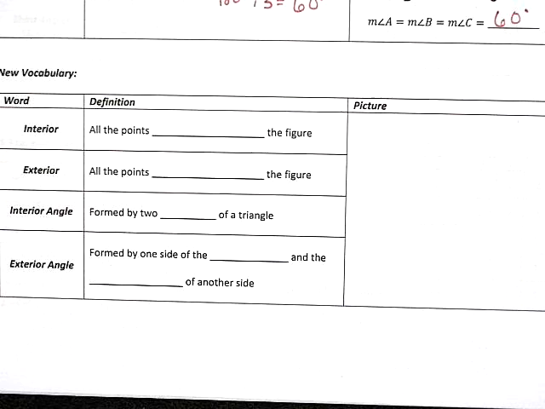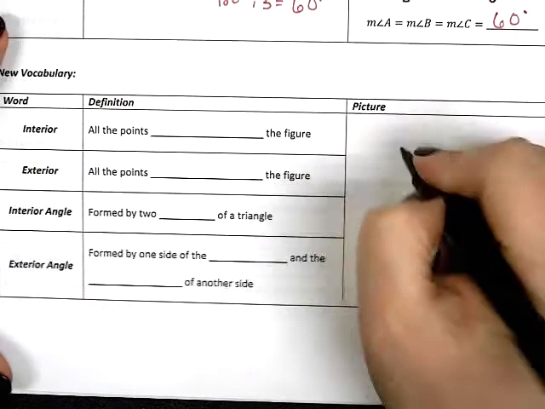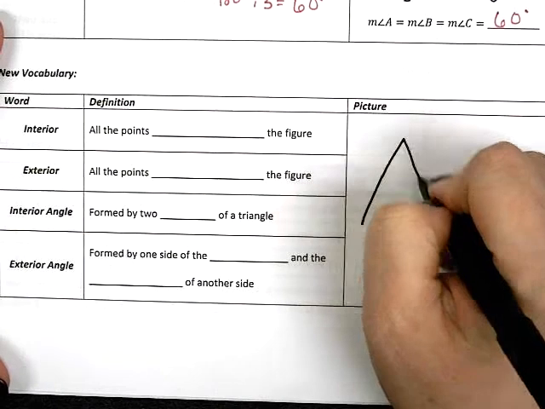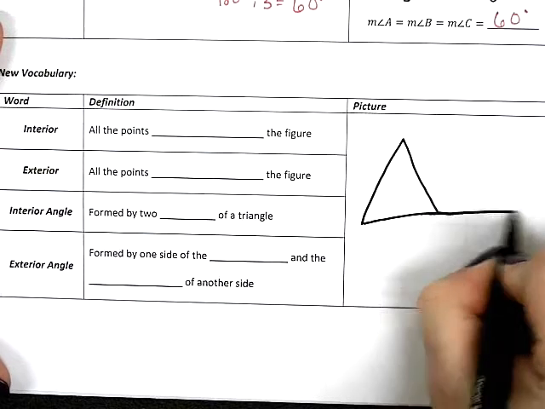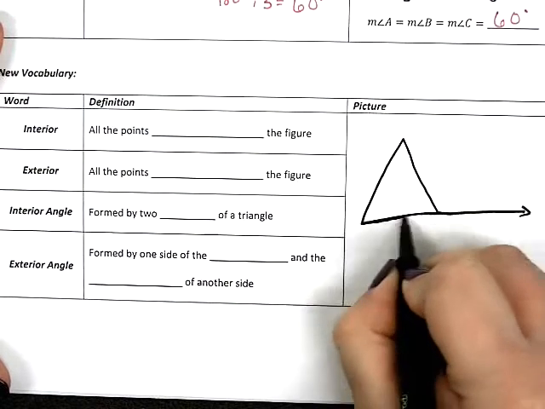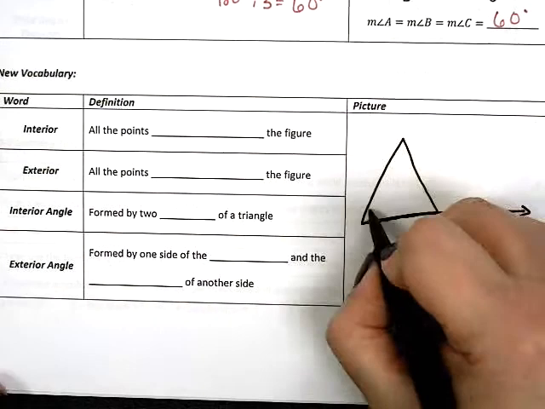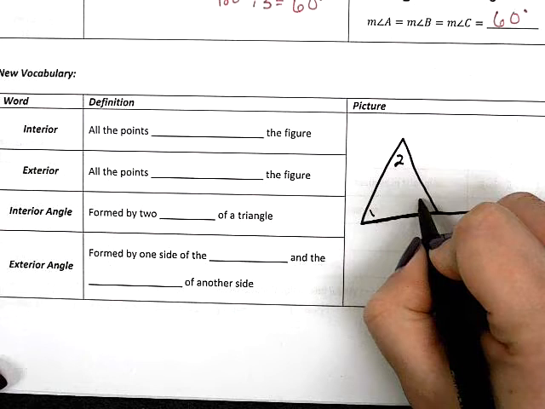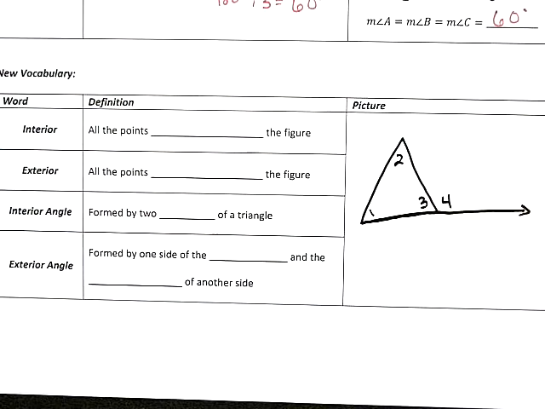Okay, then let's take a look. We got some new vocab down here. These words will look familiar, but not in a math context. So let's talk about them together. Draw yourselves a triangle, and on one side of the triangle we're going to extend the side. In the triangle I'm going to name these angle 1, angle 2, angle 3, and then that outside one there I'm going to call angle 4.